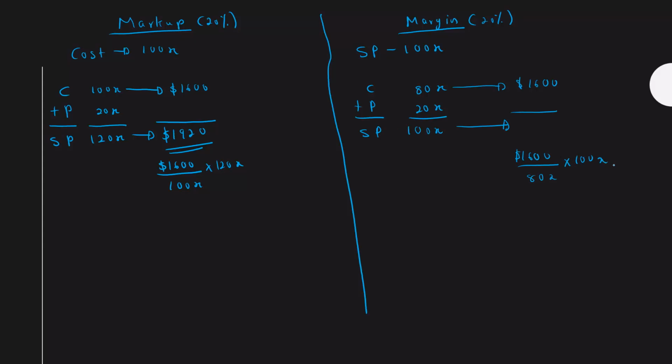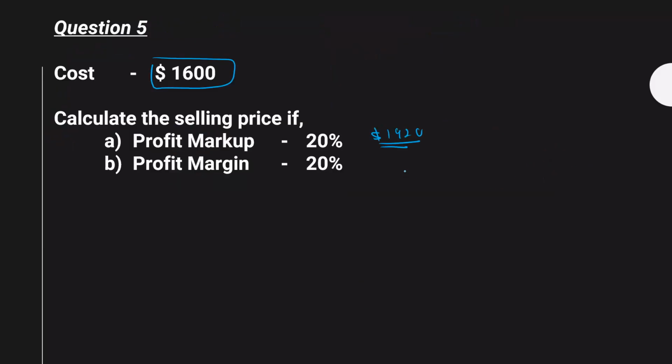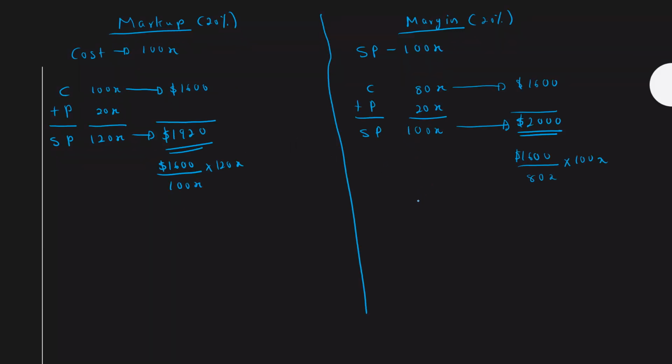Let's calculate it. 1,600 divided by 80 into 100. I am getting a value of $2,000. So according to the margin method, my selling price is $2,000. So this is how you want to do this kind of calculation. Let's do one more calculation to get a very good understanding of this part.